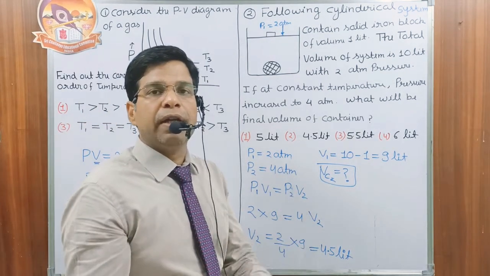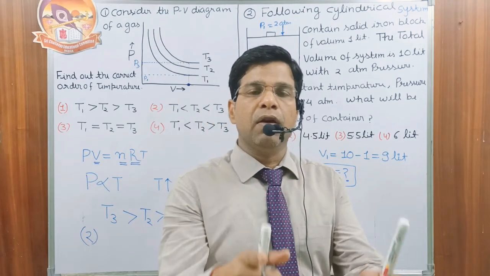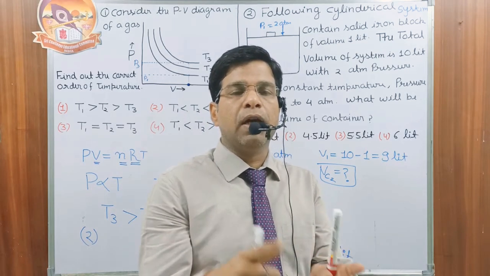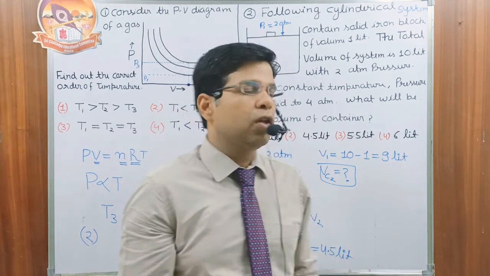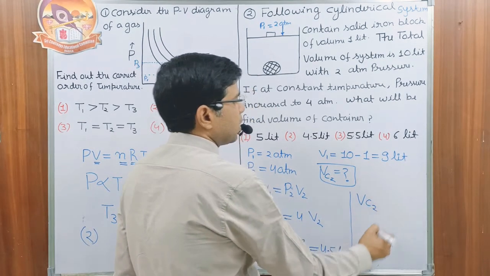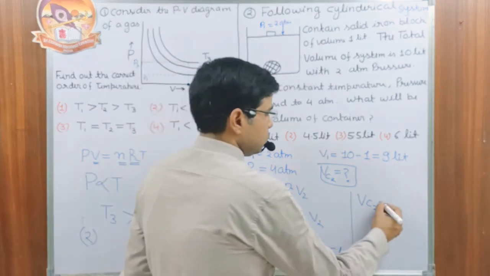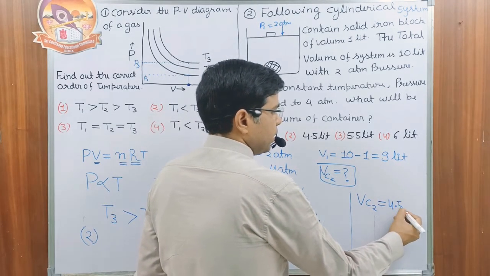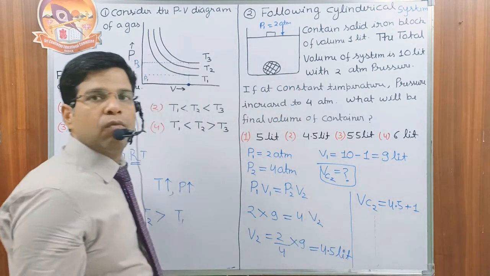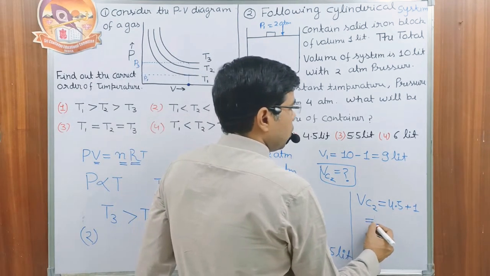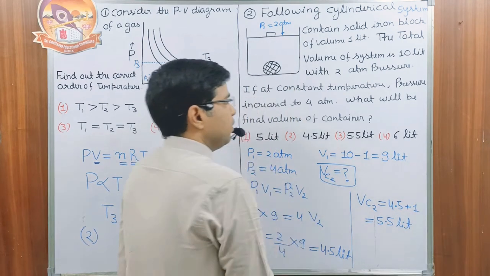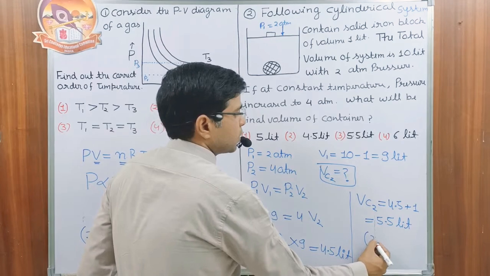But when we calculate the volume of the container, in the container we also have a block of iron of 1 liter. So the container volume contains the volume of the gas as well as the volume of the iron block. So the total volume of the container at condition 2 is 4.5 liter, the volume of the gas, plus 1 liter, the volume of the iron block. So the total volume of the container at the second condition is 5.5 liter, which is given in option number 3.